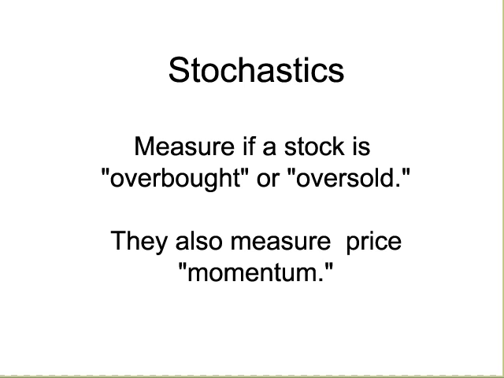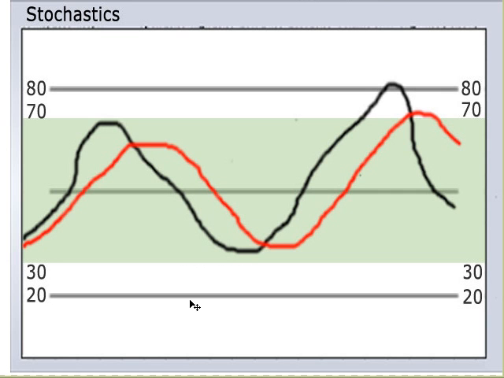Let's take a look now at stochastics. It's an indicator commonly used, and it's at the bottom of every one of our stock charts. It measures if a stock is overbought or oversold, and it also can measure price momentum. Stochastics are made of 2 lines. One is the K line and one is the D line. In this case, the K line is the black line, which is a faster moving, more volatile line than the red D line. These 2 lines oscillate between 0 at the bottom of the graph and 100 at the top.